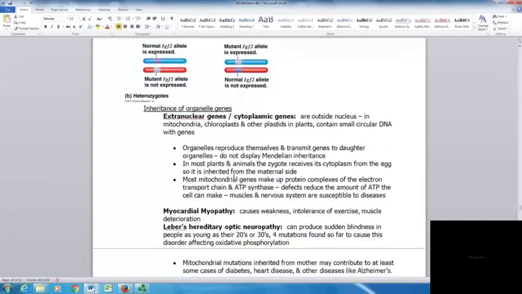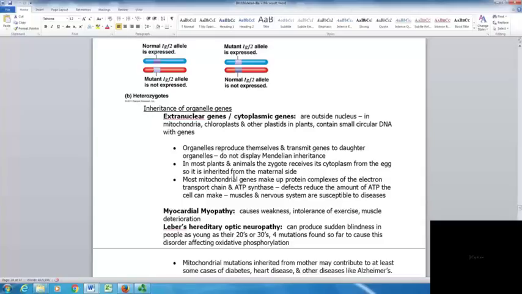So some of our organelles can have some genes. They are called extranuclear genes or cytoplasmic genes. They're outside the nucleus, and you'll find these in the mitochondria, the chloroplasts, and other plastids in plants. They contain small circular DNA that's going to have genes on it. These organelles are going to be able to reproduce themselves and transmit the genes to daughter organelles, so they don't display Mendelian inheritance.